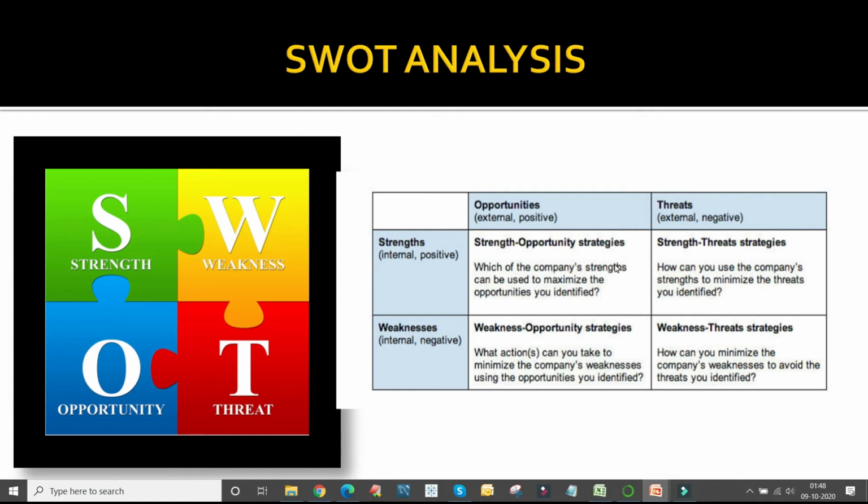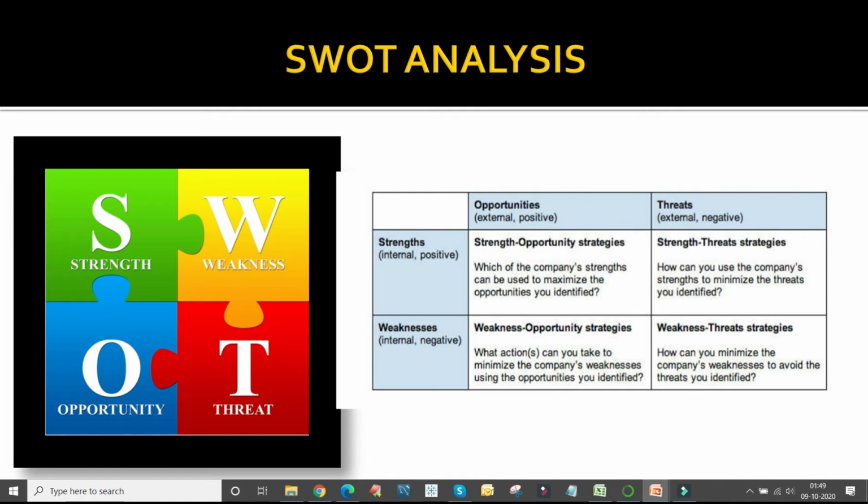For example, the company's strengths can be used to maximize its opportunities, whatever we identify. So we can maximize our opportunities by using our own strengths. Similarly, when talking about our weaknesses, what actions can we take so that we can overcome them? This is a very important aspect of business, analyzing our strengths and weaknesses in 2 different ways.